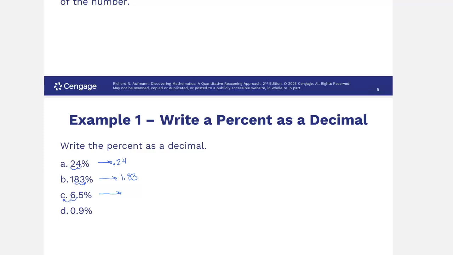We're going to move this 2 times. So that means we're going to have to put a 0 in here. So it's 0.065. And then we're going to move this 2 times. So it's going to be 0.009.